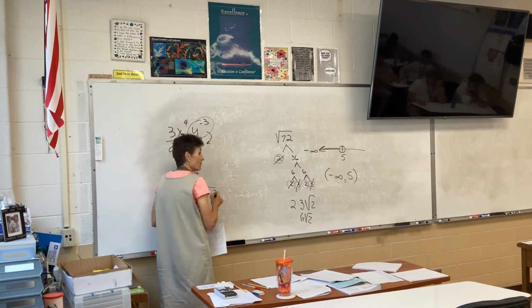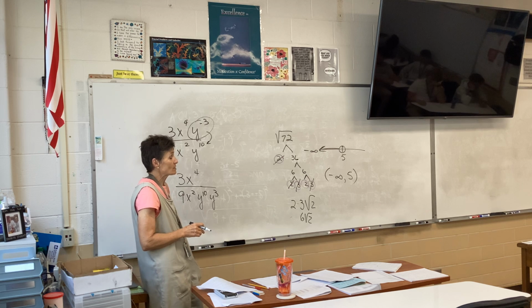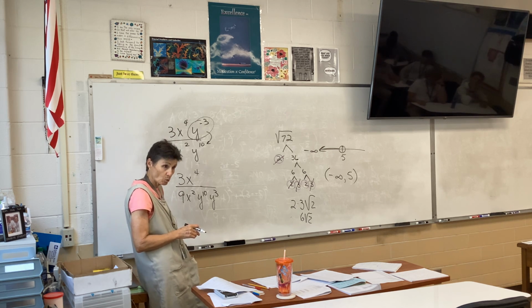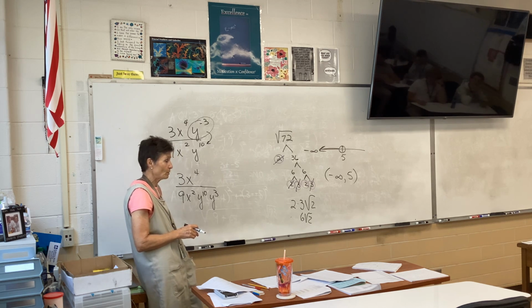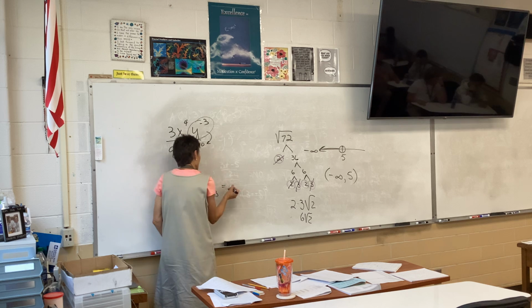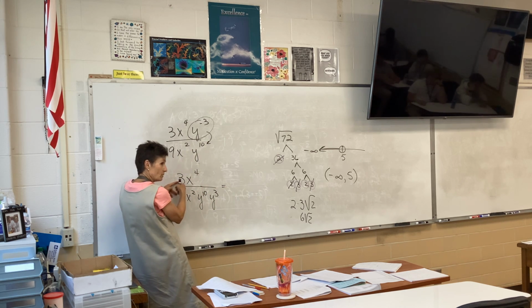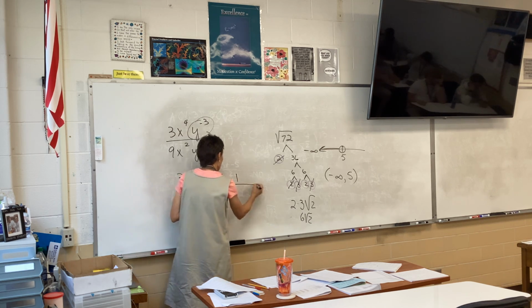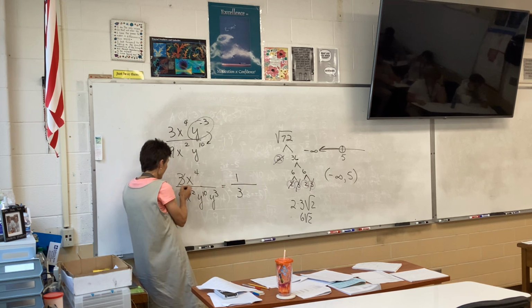Would everyone agree with that? He's the only thing with a negative exponent, so he's the only thing moving. Remember, if it has a negative exponent, it's going to move. If it doesn't, it's not going to move. All right, now what do you notice about it? I would probably look at these two right here. What's 3 over 9 reduced to? 1 over 3. So that takes care of those.